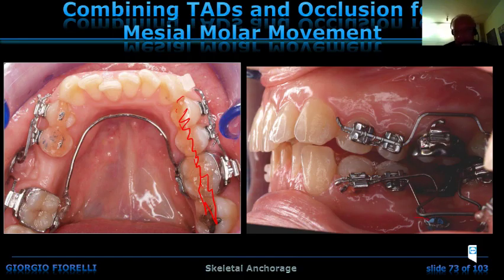But I have a TAD here connected with this premolar. Actually, it is a very old case because I was not very confident in the use of TADs. Probably this case has been treated 15 years ago or something. It was one of the first cases I was using TADs. And anyway, this TAD is blocking this premolar. I am using the T-loop to close the space.